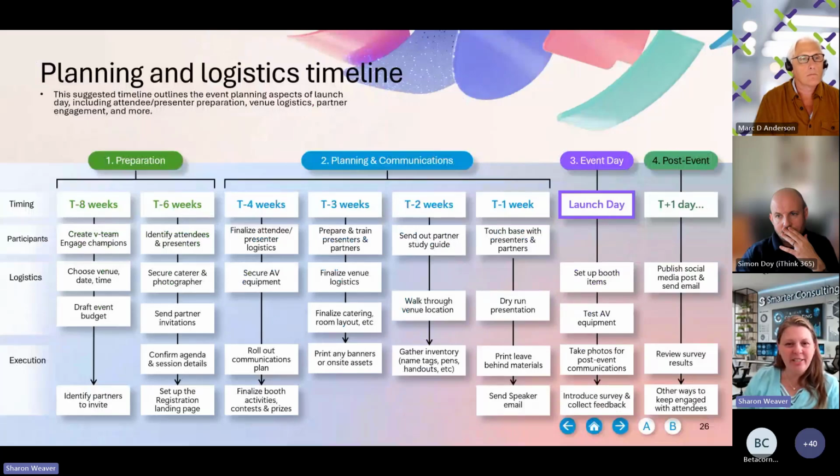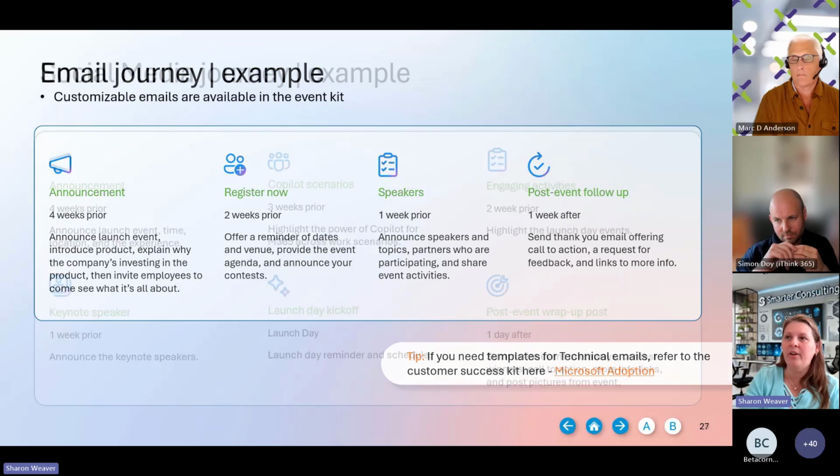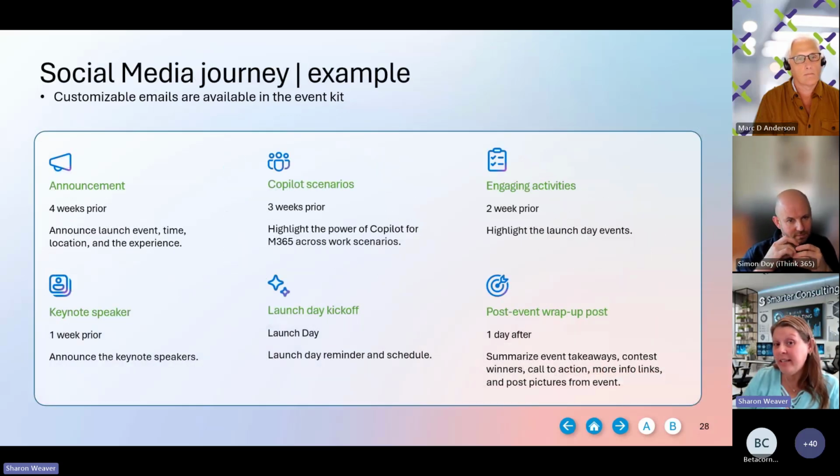Look at this, planning and logistics timeline. So if you have a good change management team that can take this in, they can be like, oh great, that gave us a starting point. We didn't have to build this all from scratch. It gives you examples of email journeys and templates so that you can take those in. You can update them. You can make them fit your own branding. You can make them fit your own stuff. Social media journeys so that you're like, wait, I didn't even think about doing that. Yeah, how cool is that, right?